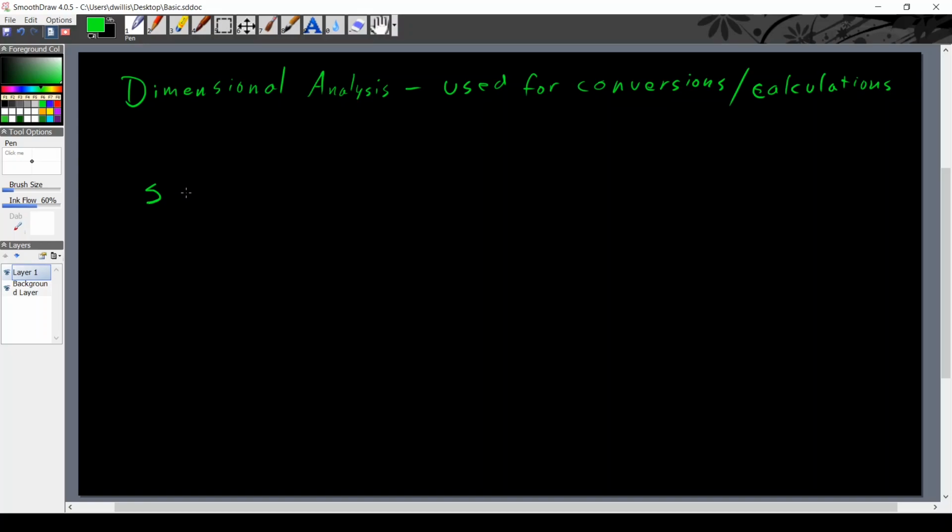Let's say that you want to do a calculation about speed. Speed is equal to distance divided by time. Now, let's say, for example, that I was going to cover 140 miles in 2 hours. Okay, so 140 miles in 2 hours.